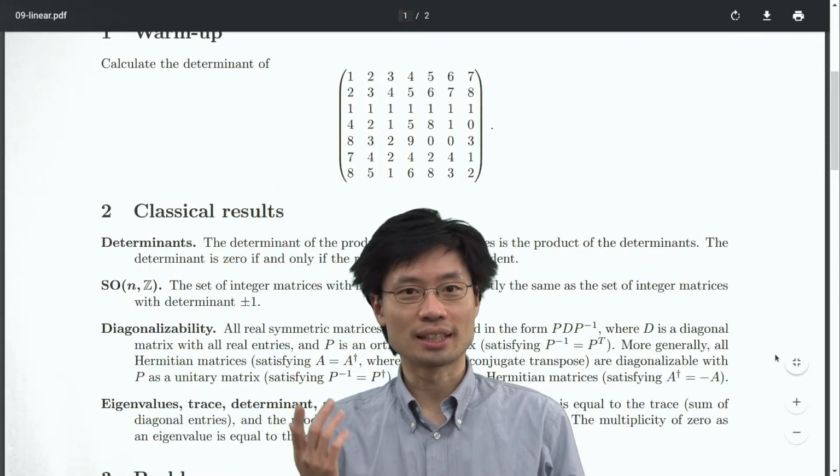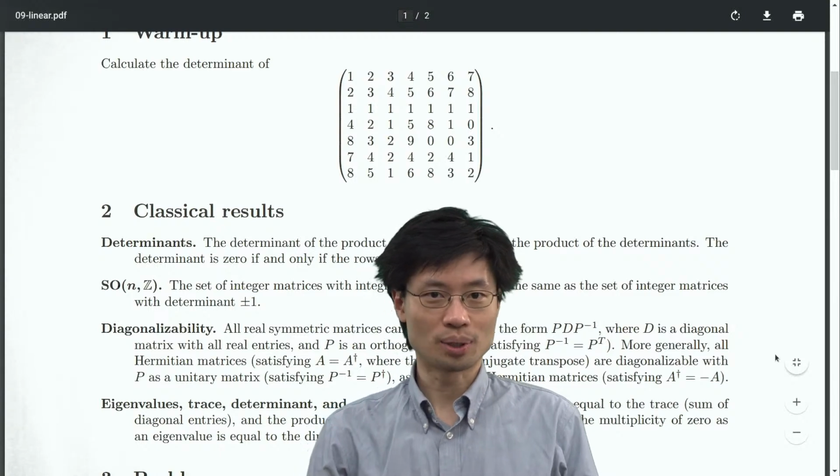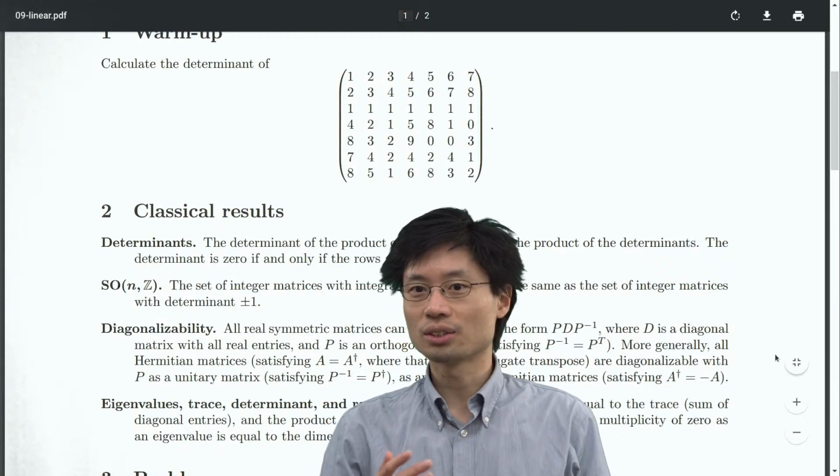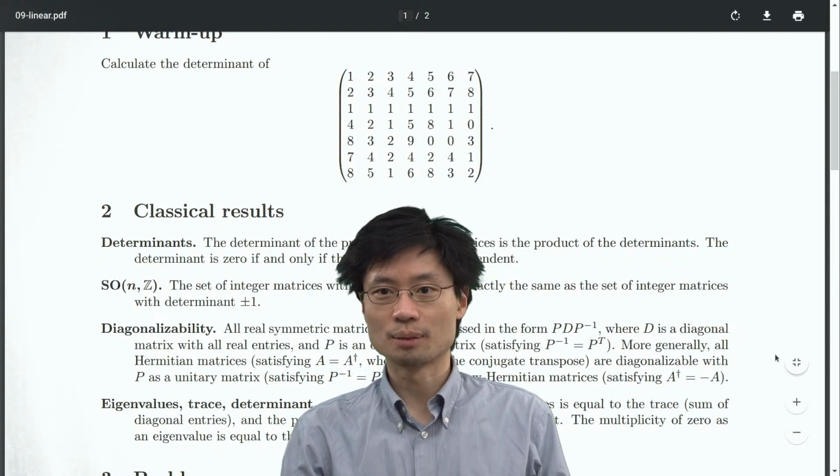And also with a question like this, the reason why determinants are important or interesting anyway is that they're related to solutions of equations, of systems of equations.